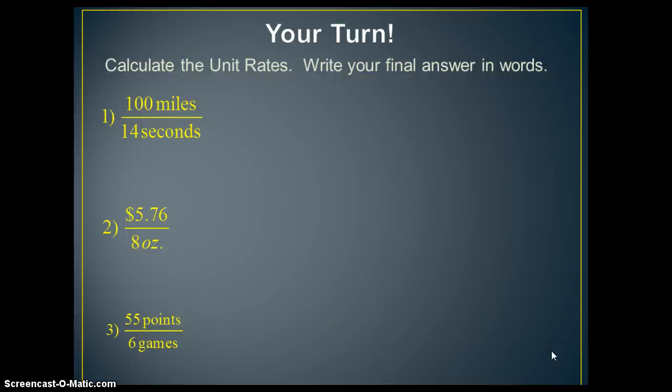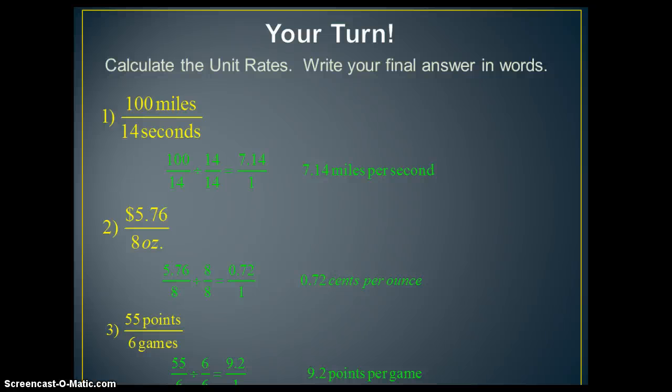Well, hopefully you paused the video and you didn't just let it play through. Let's take a look at a couple of these. Here are the answers we have, and I apologize if the bottom one is a little more difficult to read. But for 100 miles in 14 seconds, that means we're going to go 7.14 miles per second. And obviously that would vary depending on how you round it.